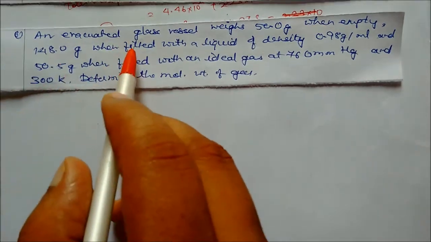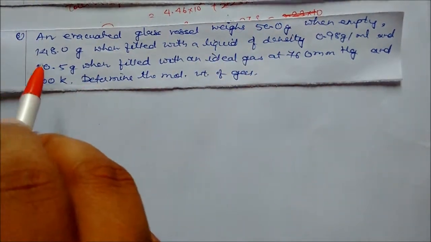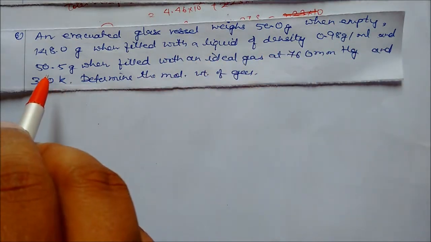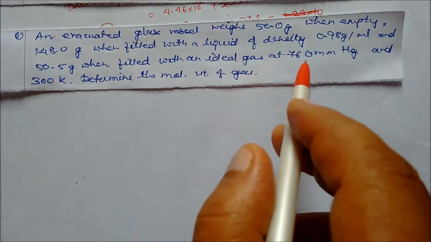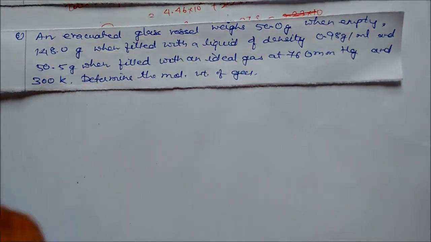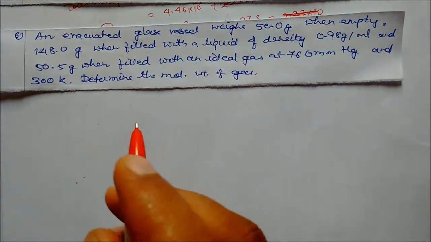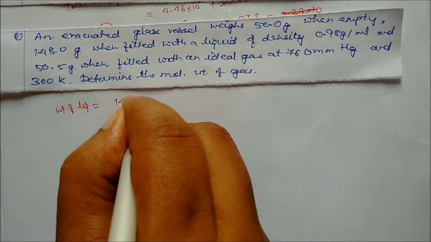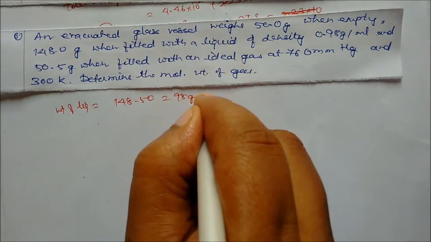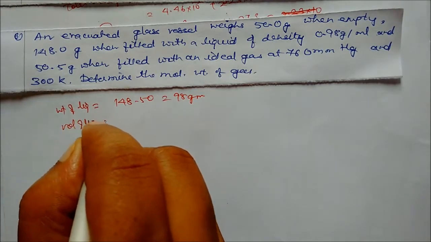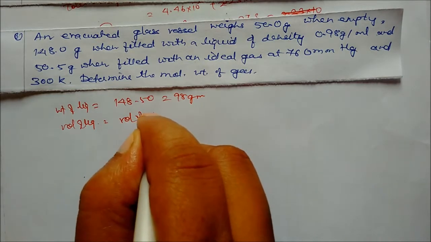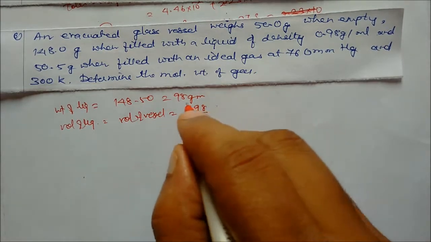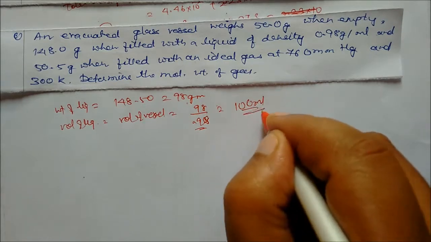Next: an evacuated glass vessel weighs 50 grams when empty, 148 grams when filled with a liquid of density 0.98 gram per ml, and 50.5 grams when filled with an ideal gas at 760 millimeter of mercury and 300 Kelvin. Determine the molecular weight of the gas. The weight of liquid is 148 minus 50, which gives 98 grams. The volume of liquid is the volume of the vessel, so 98 divided by 0.98, mass divided by density, which gives 100 ml.